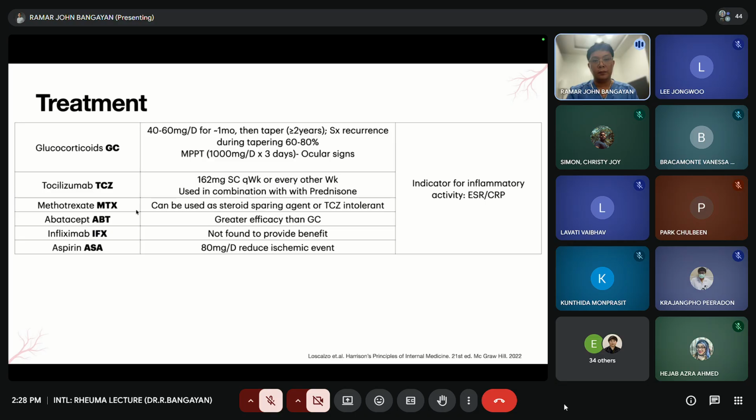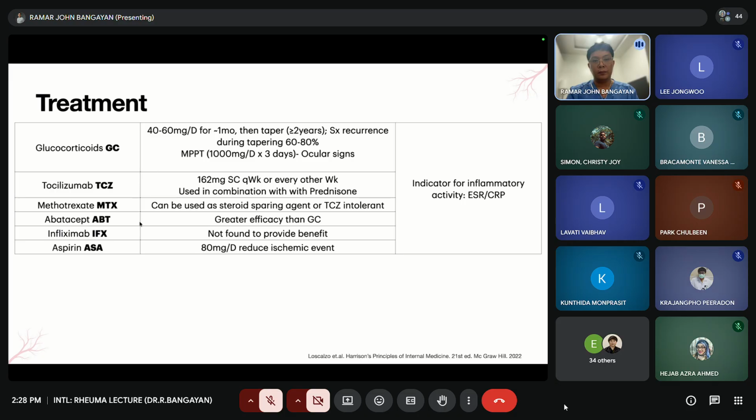Okay? Tocilizumab among all others is the best studied medication for this. So remember that tocilizumab has been used in COVID-19, right? It's also used in rheumatoid arthritis and in giant cell arteritis.